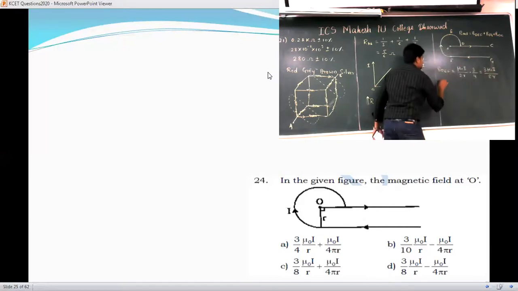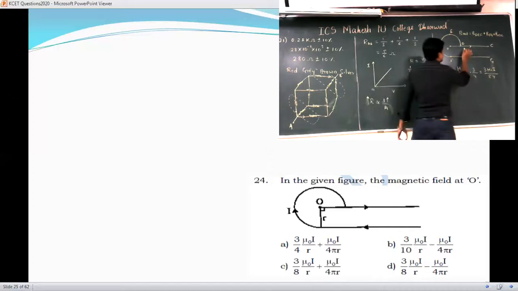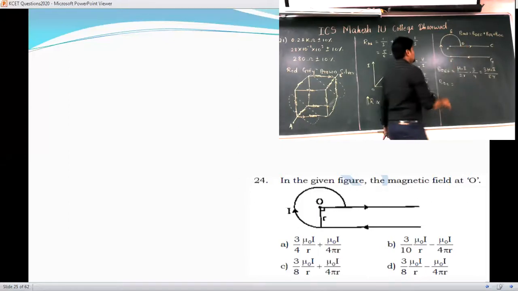Then what is the magnetic field due to DC? When you see this, the DC line is lying along, or joining, the point O. So the magnetic field due to that DC will be 0.